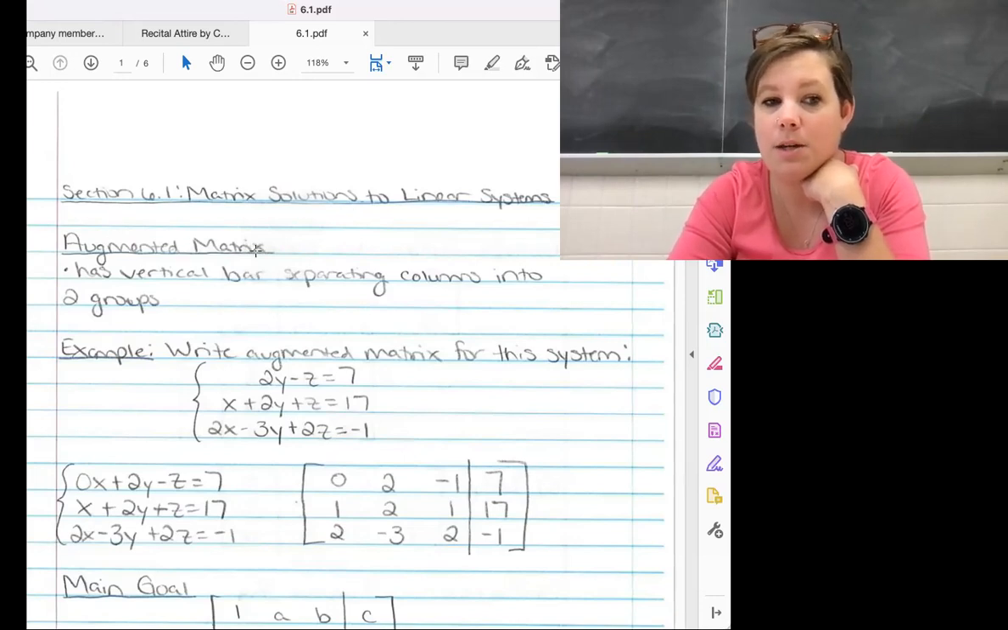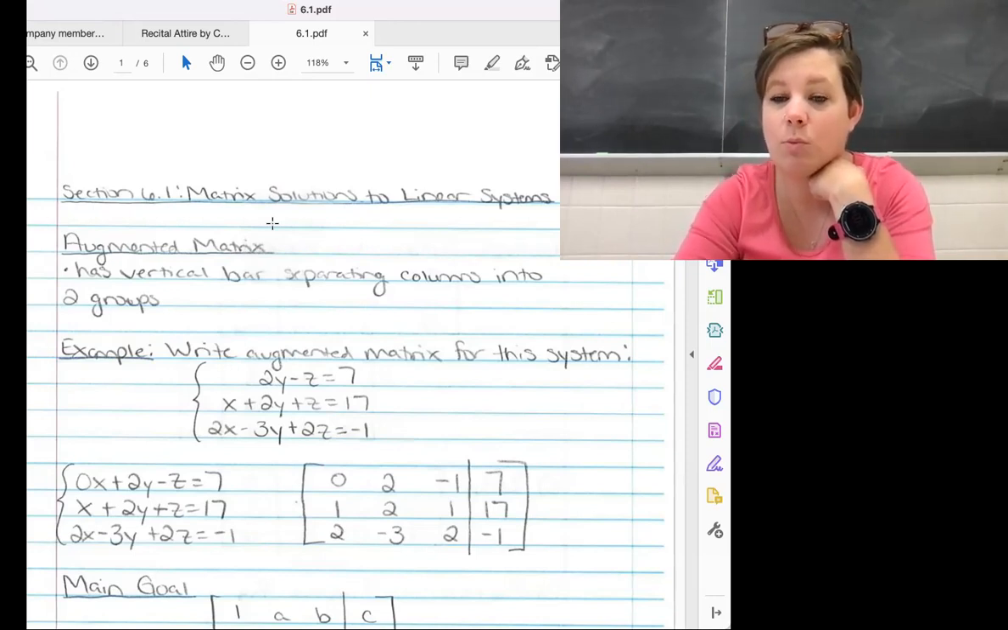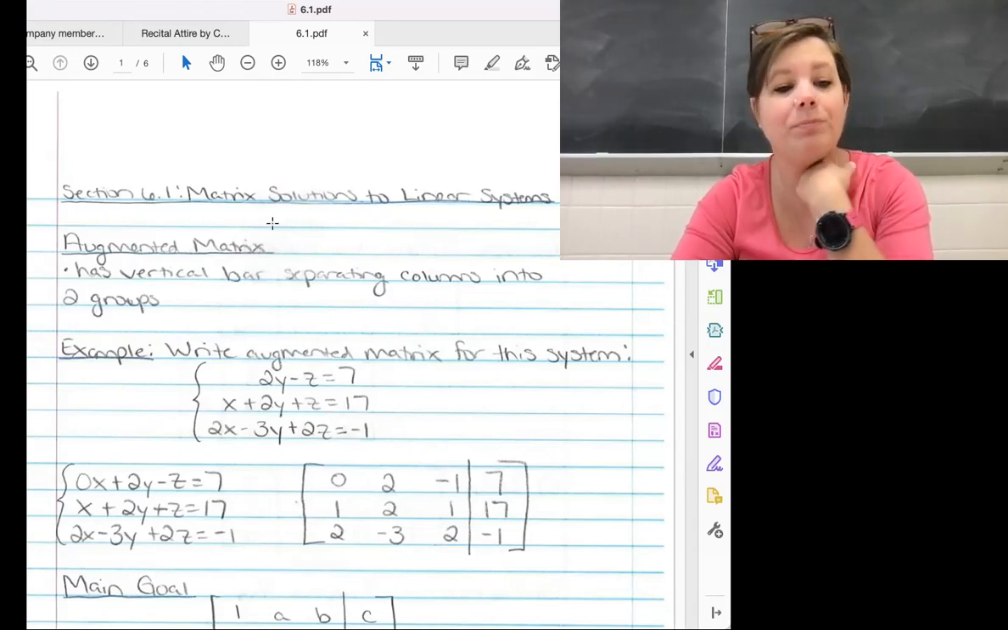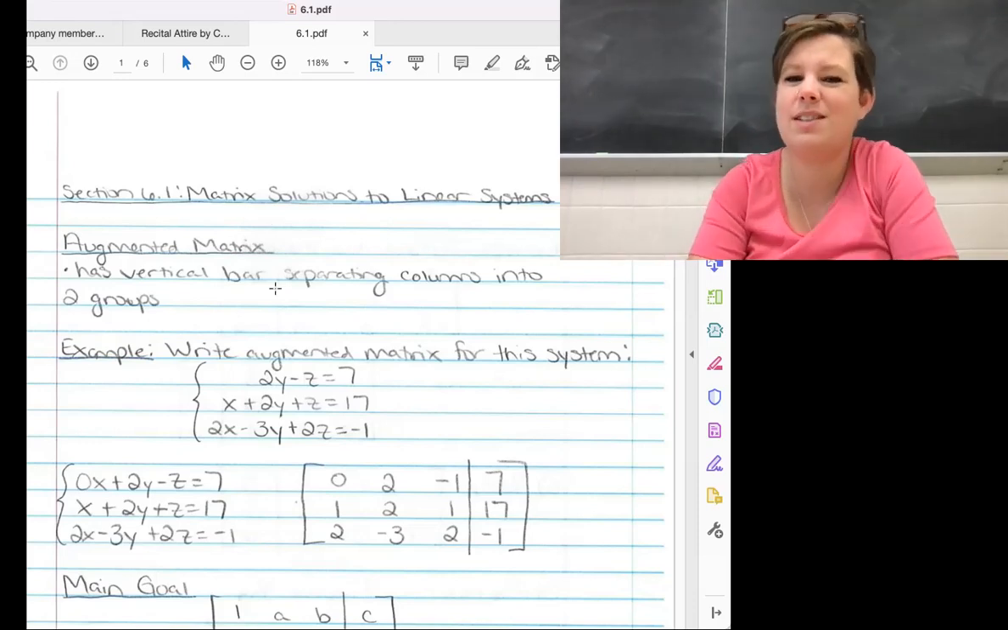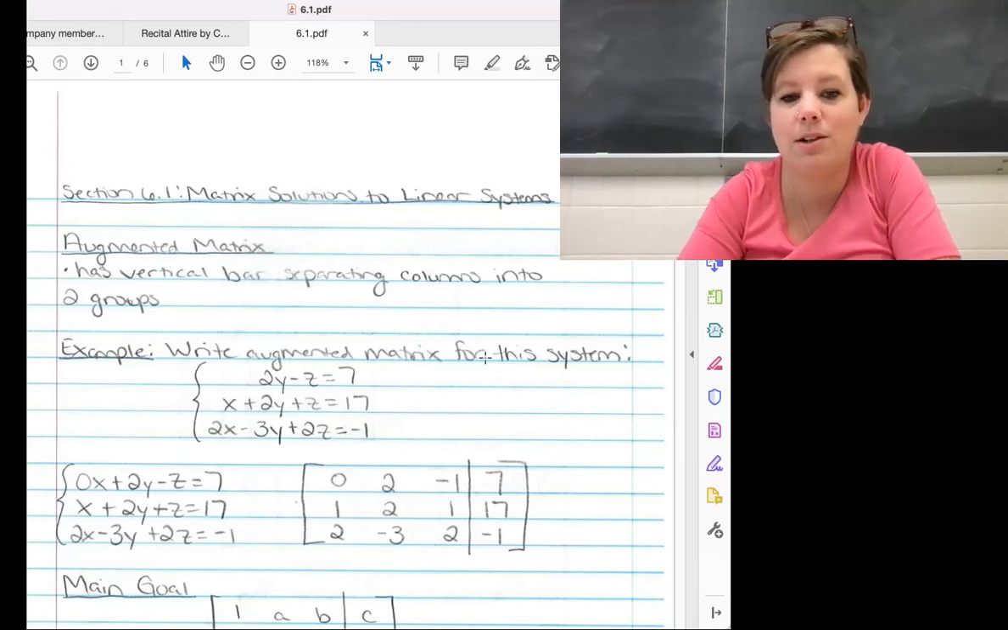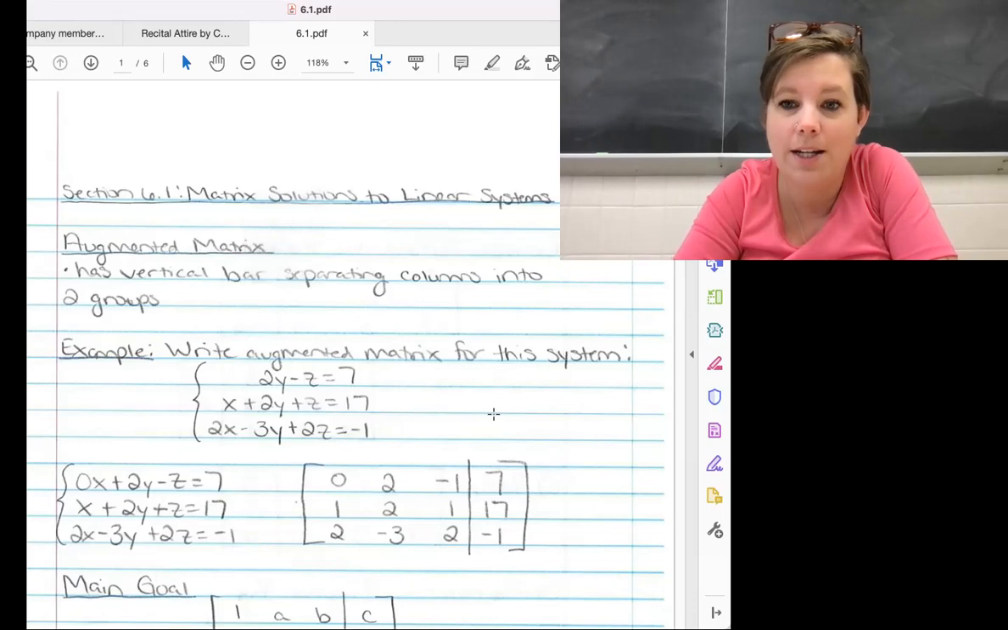An augmented matrix is going to separate 2 different pieces of information. What it's going to separate for us is the coefficients within our equations from our solutions. Let me show you, because it sounds weird, but really when you see it, you're like, oh, okay. It's just a way of writing a system of equations as a matrix. So here's the first example.